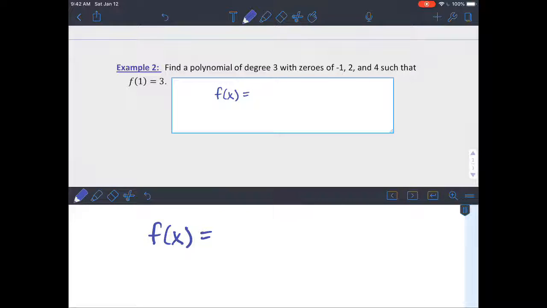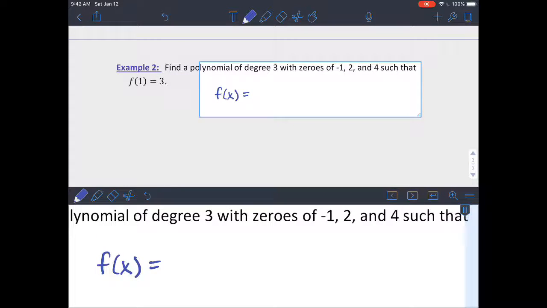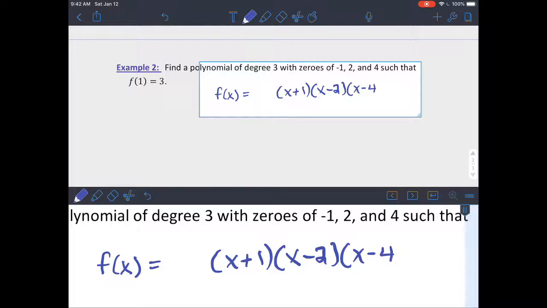If we know those are our zeros, it's going to have factors of x plus 1, x minus 2, and x minus 4. It's degree 3, so those should just be all to the first power. Otherwise, our polynomial, if we were to multiply it together, would be higher than degree 3. So just multiplicity of 1 on each of those.